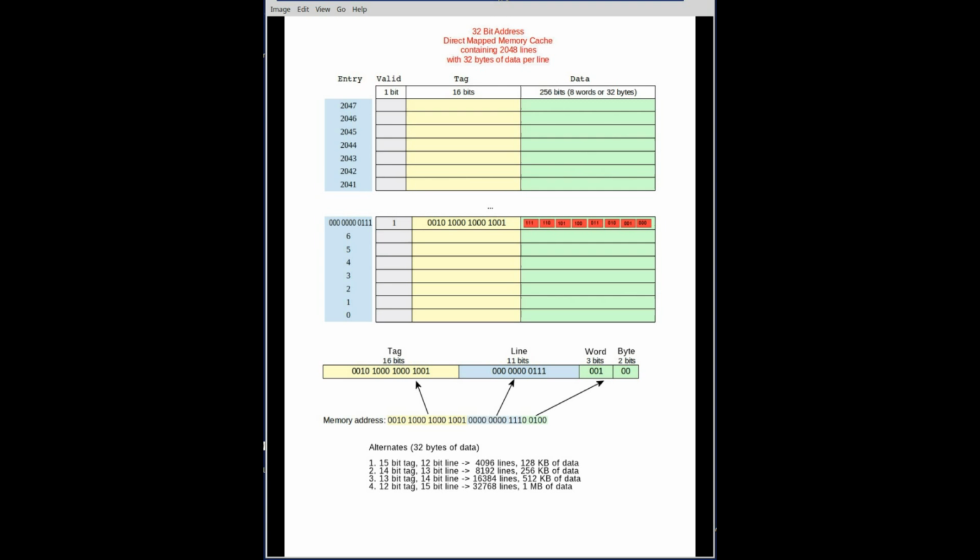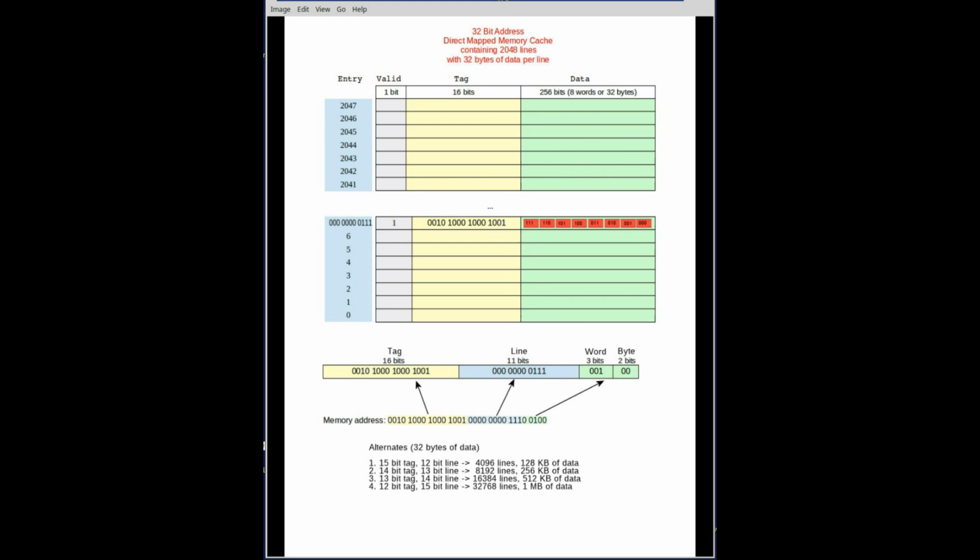This would be the case where the tag was different on a memory reference, but the line was the same. So, for example, if we had line 7 but a different tag, we would want to know whether the data on line 7 had been modified. If the data has been modified, it needs to be written out before new data is read in.